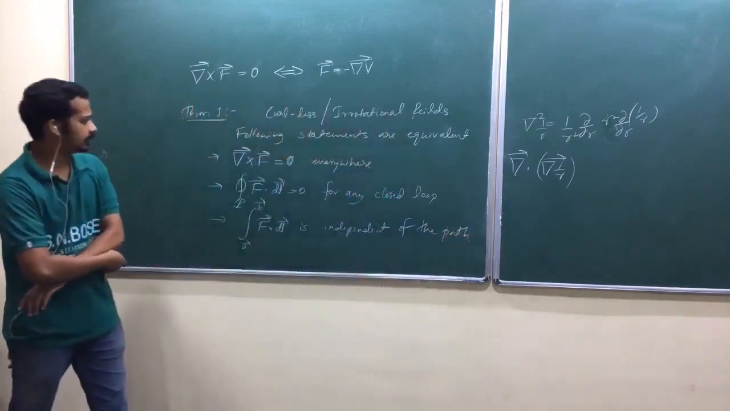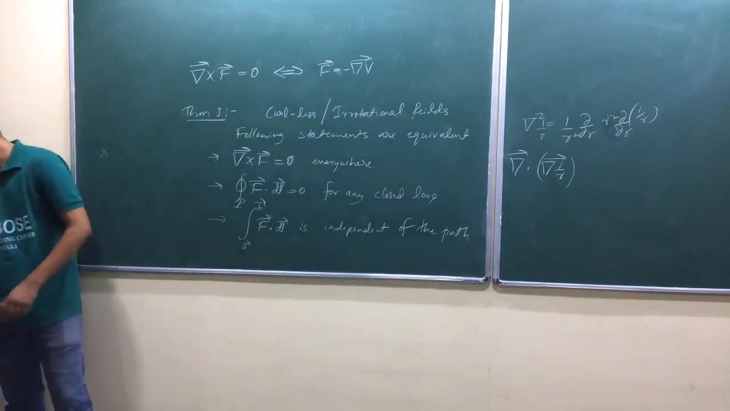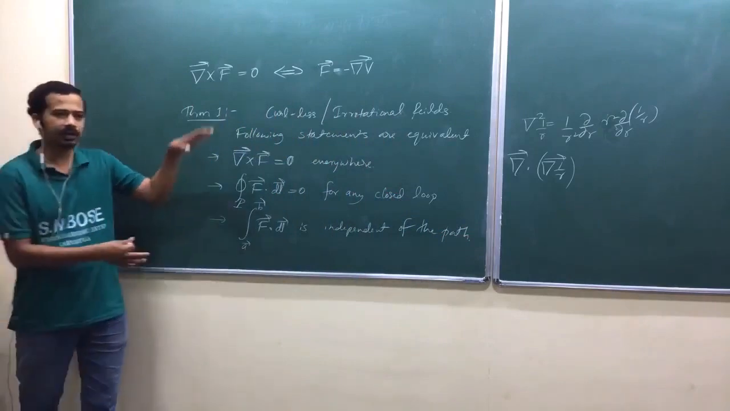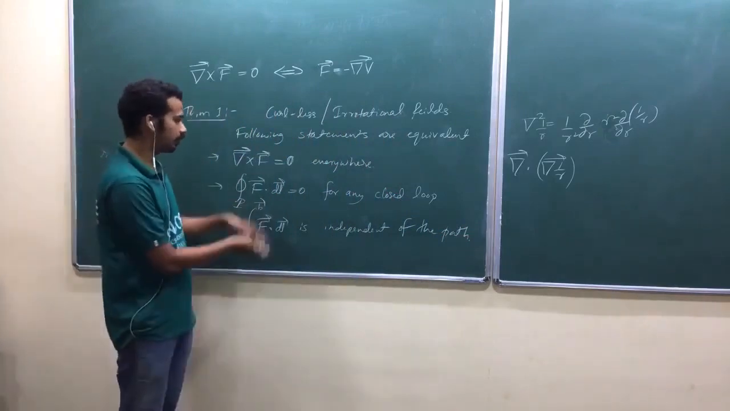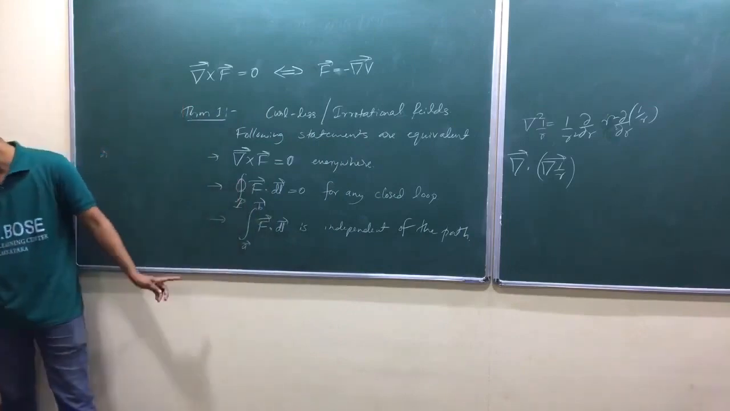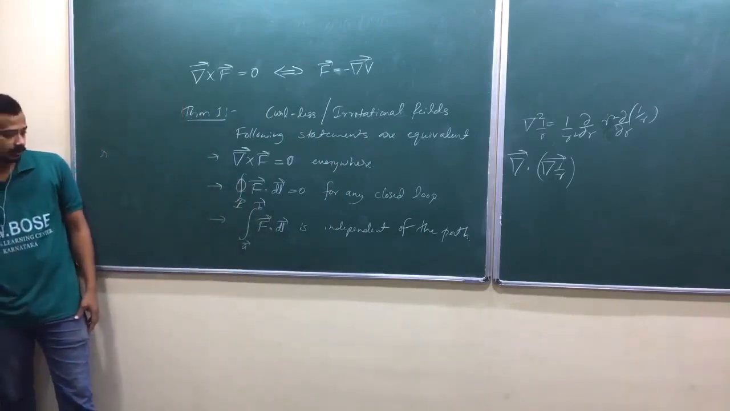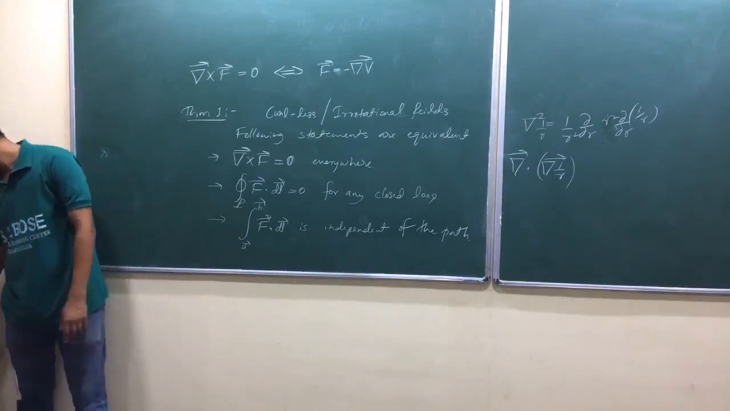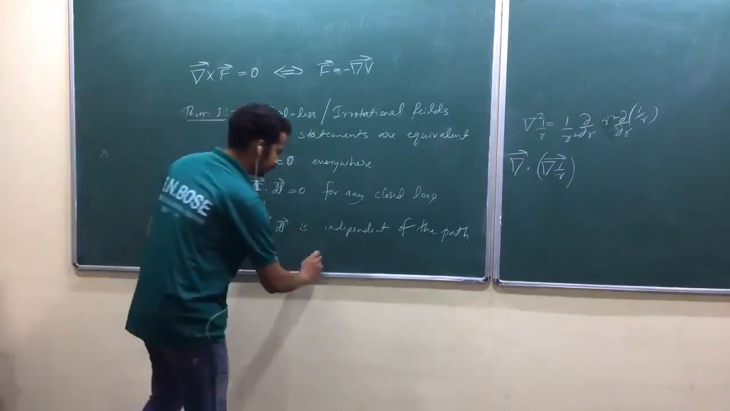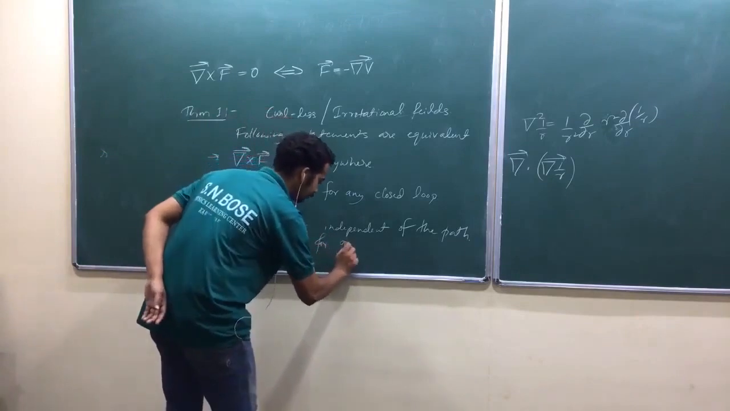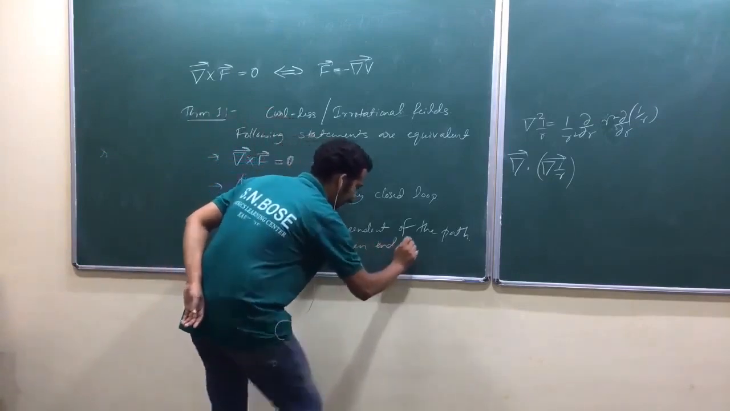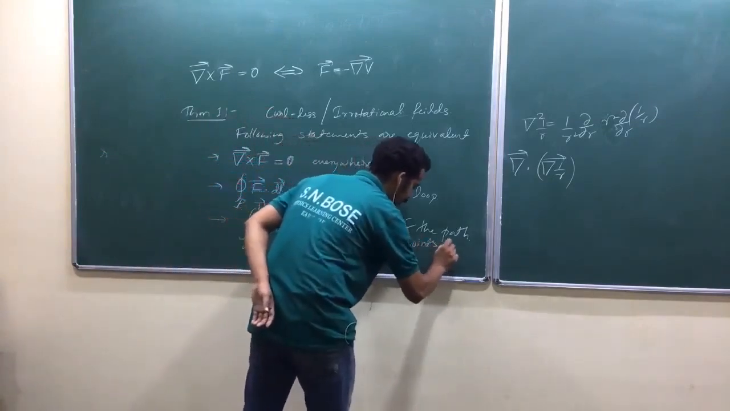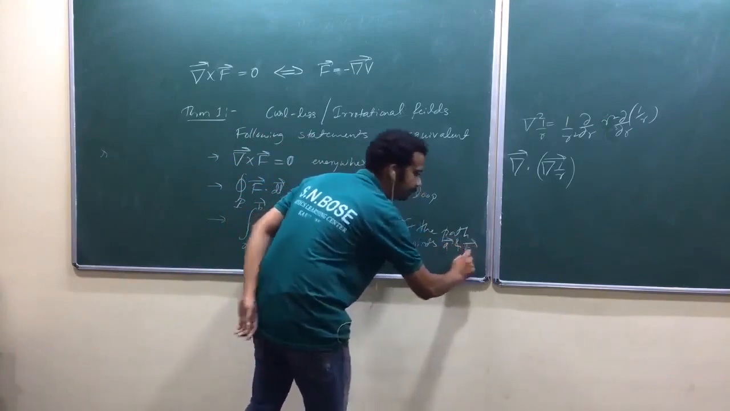Or I can, wait a second, let me just argue in a different way. So all are equivalent, okay. So each, I mean one-to-one correspondence here, all are equivalent. Wait a second. So the integral from A to B of F dot dl is independent of the path for given endpoints A and B.